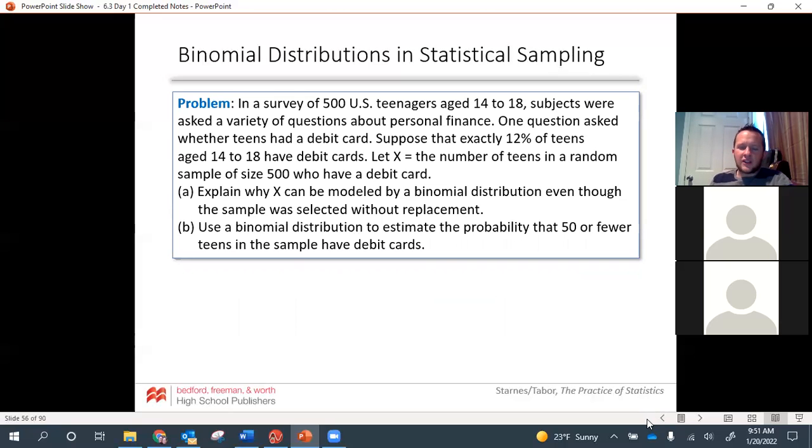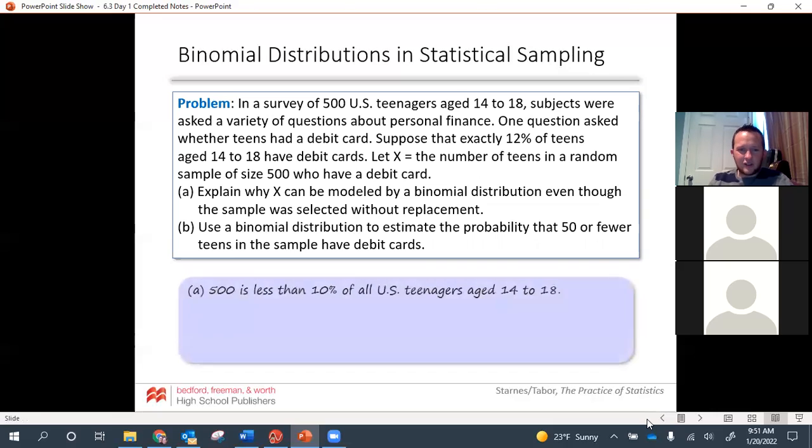Well, the way you can check that is just multiplying our sample, which is 500, by 10. If we multiply 500 by 10, we get 5,000. Are there more than 5,000 US teenagers? Yeah, definitely. So 500 is less than 10% of all US teenagers aged 14 to 18. So since we've met the 10% rule, we can just keep moving. We can assume that the independence requirement was met.